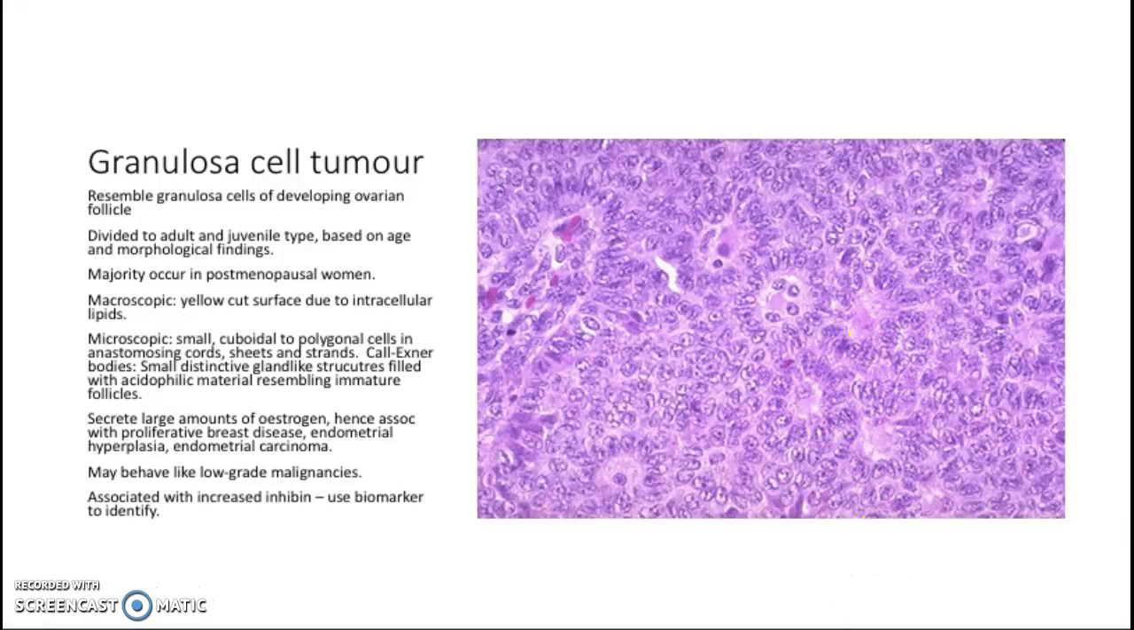They secrete large amounts of estrogen, and therefore are associated with proliferative breast disease, endometrial hyperplasia, and endometrial carcinoma. It can behave like a low-grade malignancy, and it's associated with increased inhibin. So inhibin is a good biomarker to identify granulosa cell tumor.